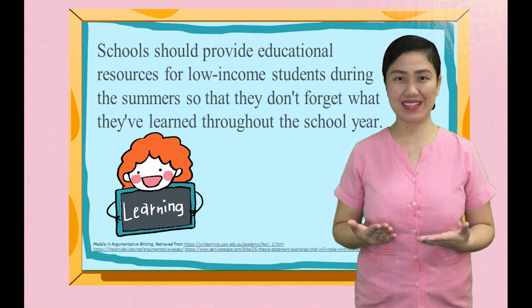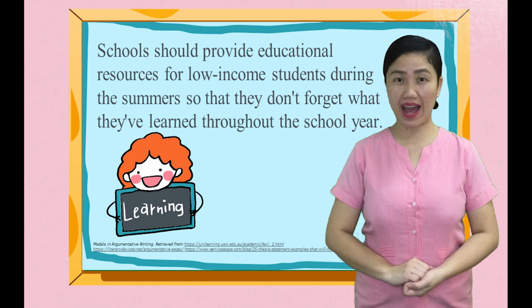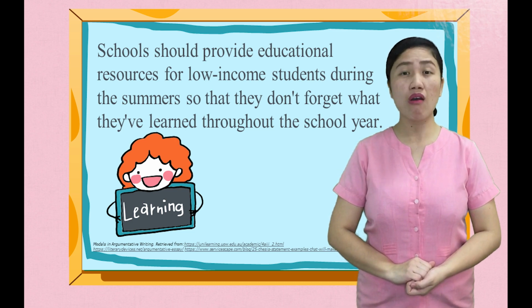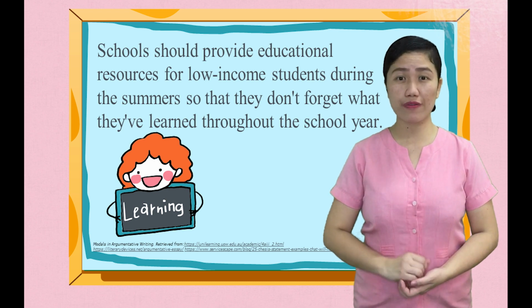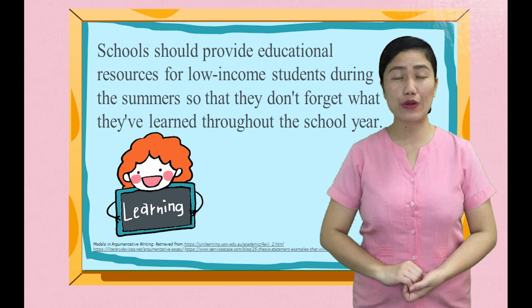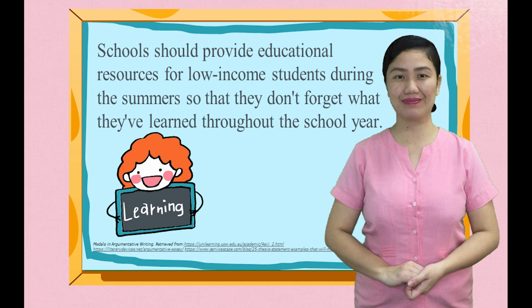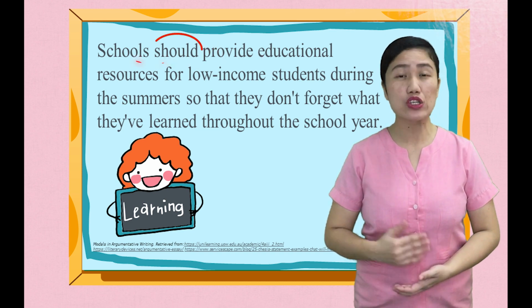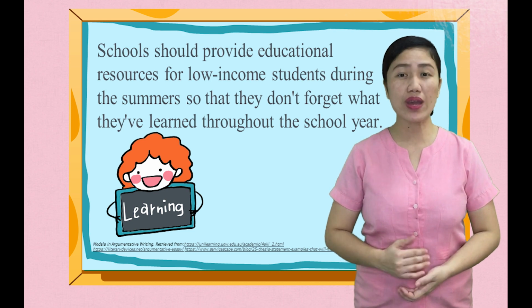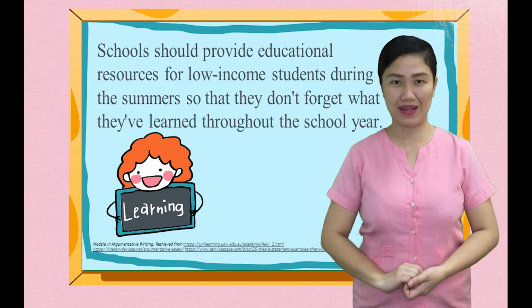Example sentence: Schools should provide educational resources for low-income students during the summers so that they won't forget what they have learned throughout the school year. In this example sentence, we use the word should as a modal to express moderate probability of the claim.